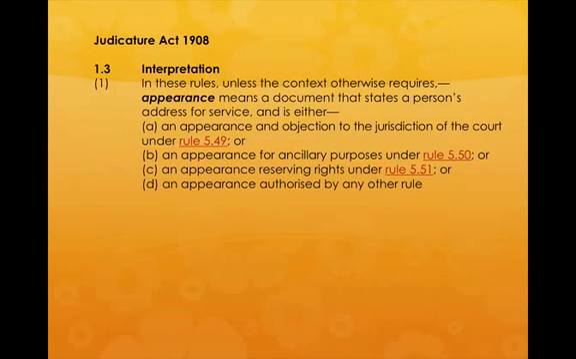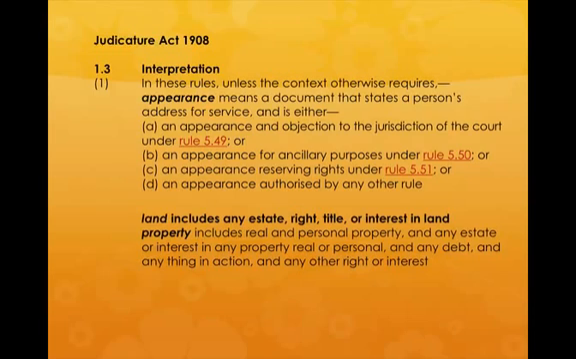This is the screenshots that we've got of the interpretation. An appearance means a document that states a person's address for service. Oh, it doesn't mean that we have to turn up. It just means an address for service. But if you go down to B here, this is the part, section B, an appearance for ancillary purposes under Rule 5.50. That's the one that we're going to be having a look at.